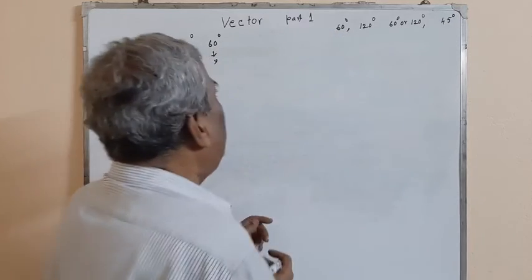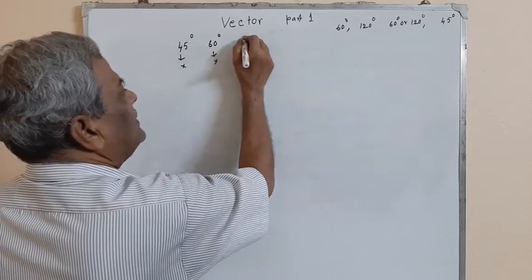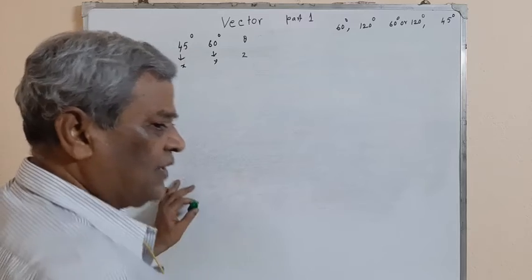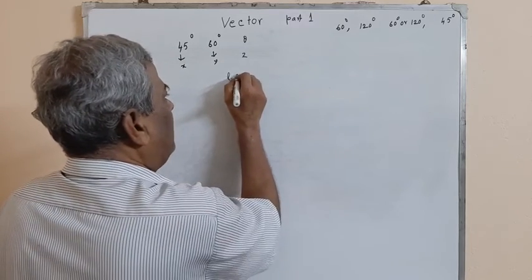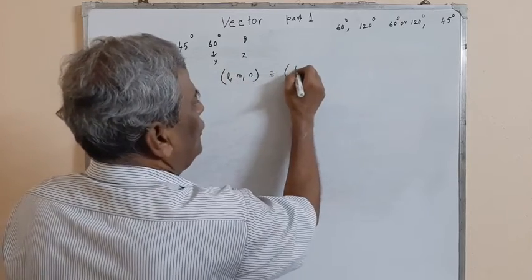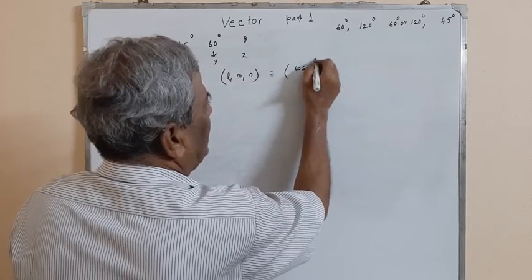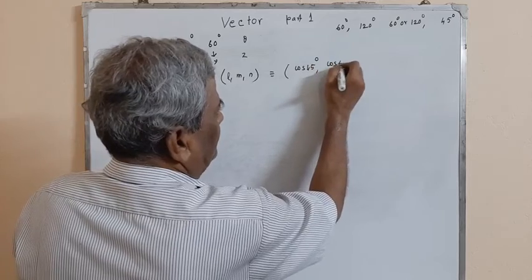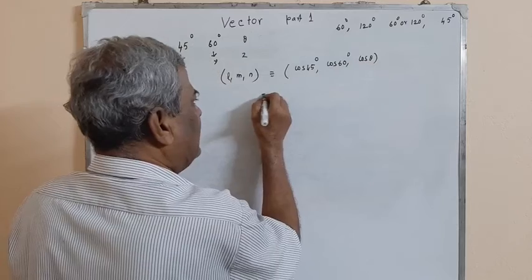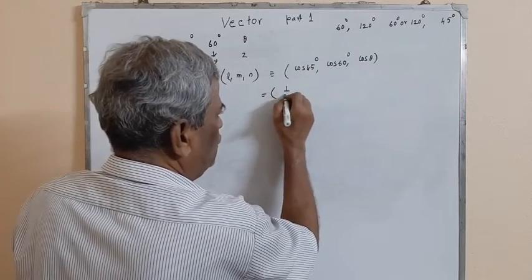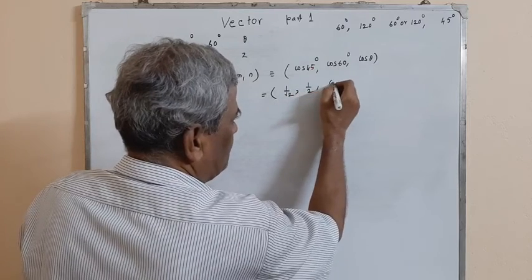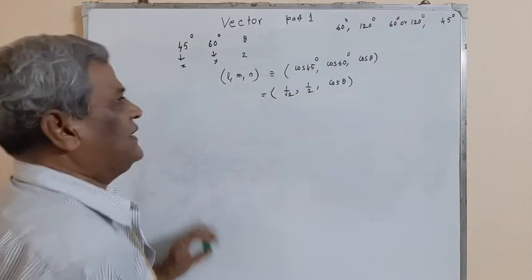Now assume that it makes an angle theta with the z-axis. Therefore, its direction cosines l, m, n are cos 45 degrees, cos 60 degrees, and cos theta. So that is equal to 1 by root 2, 1 by 2, and cos theta. We have to find theta.